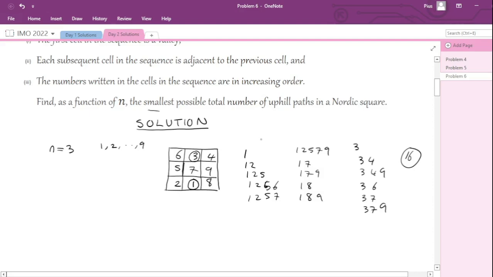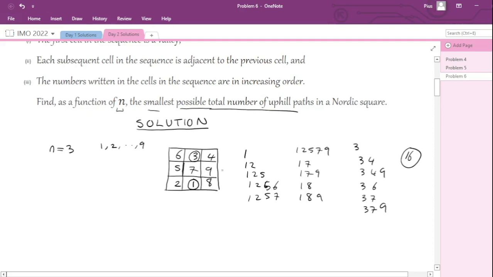What we just got is the total number of uphill paths in this specific Nordic square. This is just one possible number for this particular n equal to 3. There are other possible ones we could get, and what we're interested in is the smallest of all those numbers. So 16 is just one of them. We have to check all of them to get the smallest.